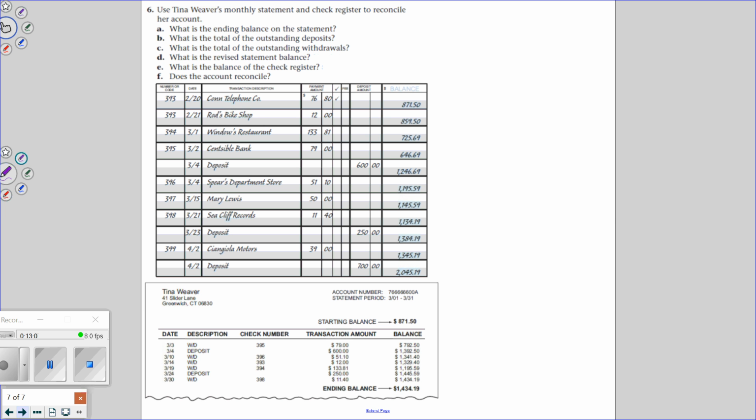All right, last one down here, guys. So use Tina Weaver's monthly statement and check register to reconcile her accounts. All right, so should we just go through and do our check mark thing right away? Yeah, let's do that. So I'll do mine, you do yours, and we'll see where we're at, okay? So we'll do just the checking part, like check, check, check, check.